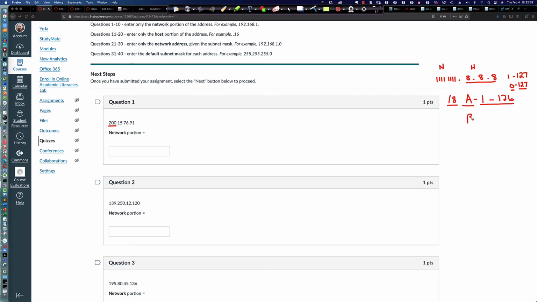Then we have the Class B addresses, and Class B was 128 all the way up to 191. And we would say that a classful mask for a Class B address is a /16, where the first 16 bits or the first 2 octets are used to represent the network portion of the address. And then we have Class C, and our Class Cs are 192 to 223.